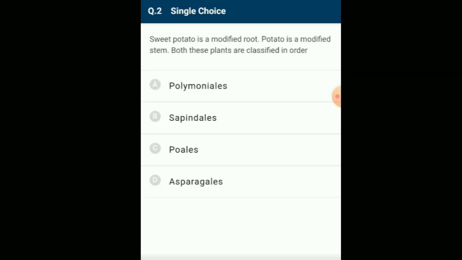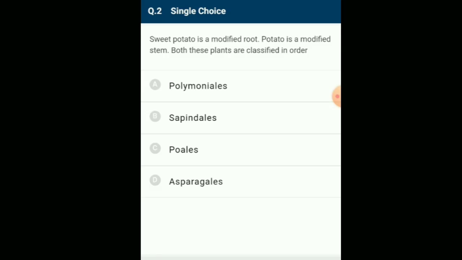Question number 2. Sweet potato is a modified root. Potato is a modified stem. Both these plants are classified in order. Ipomoea batatas or sweet potato is a plant which belongs to the family Convolvulaceae. It is also called the morning glory family. Potato belongs to the family Solanaceae. Both are included in the order Polemoniales.